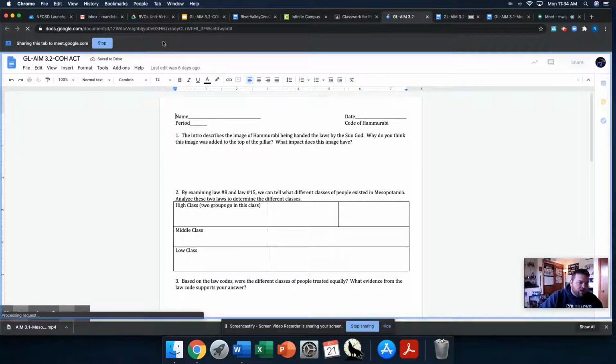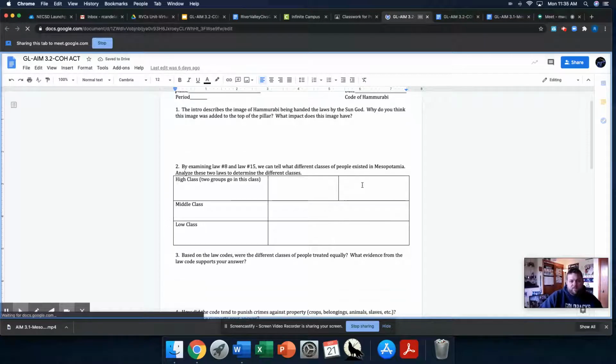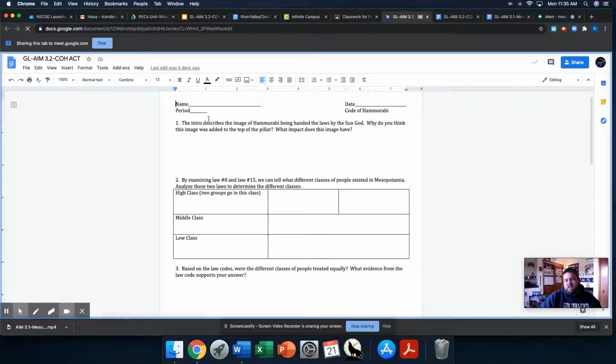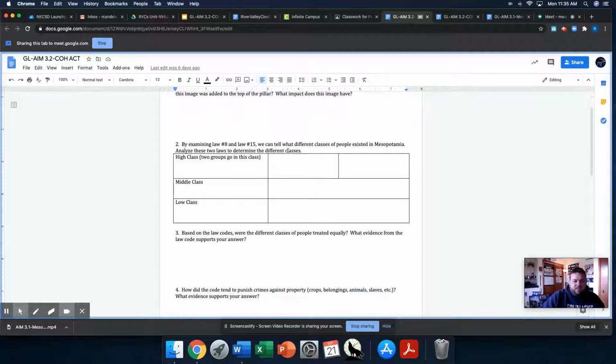values are. So if you look at the worksheet that I've shared with you, number one is the discussion that we just had about why are they showing the sun god. So you can jot down some answers on that. So this is a short answer question. So the expectation here for number one is that this would be answered in complete sentences.